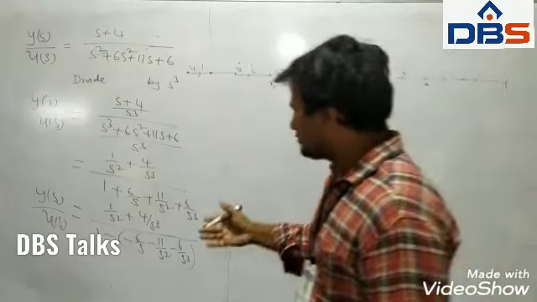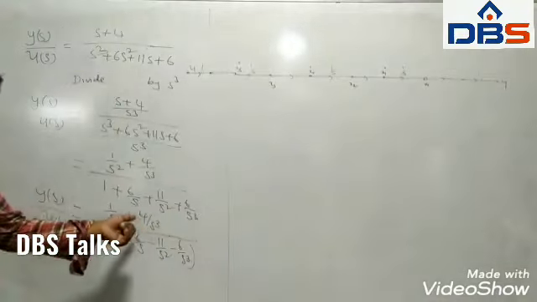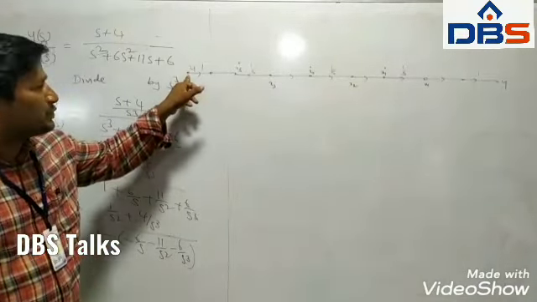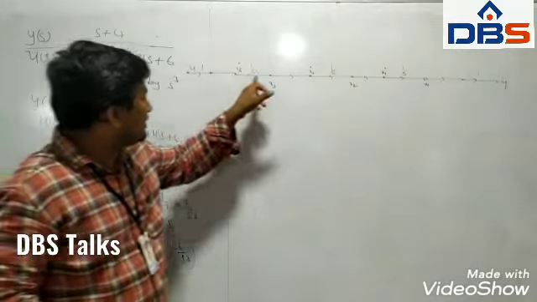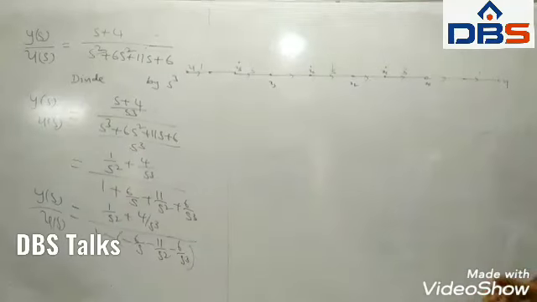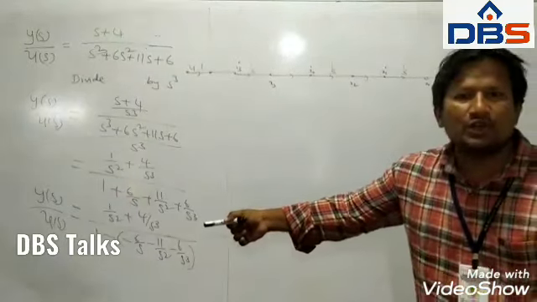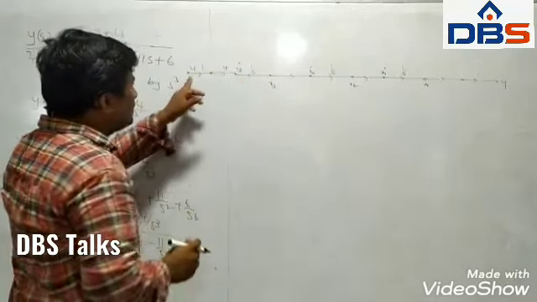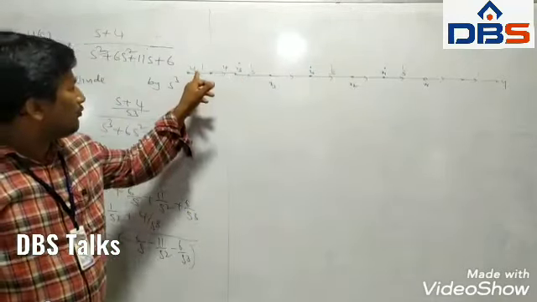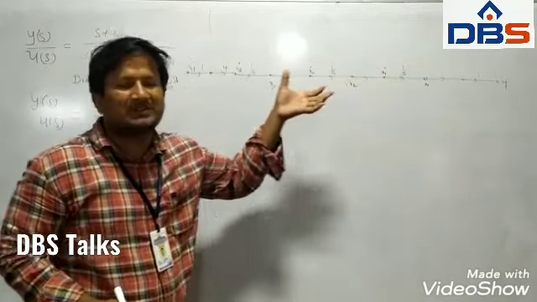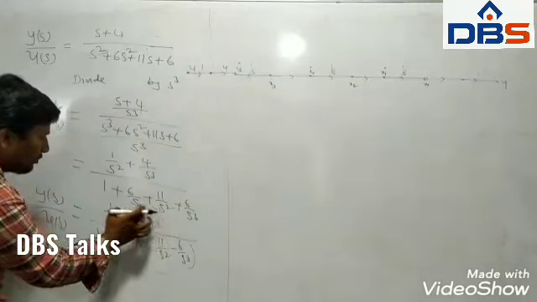Now the first forward path is 4 by s cube. The first forward path is from input to output. So this is 1 by s into 1 by s into 1 by s, that is 1 by s cube, but our forward path is 4 by s cube, that's why we put 4 in this one. So the first forward path is 1 into 4 into 1 by s into 1 by s into 1 by s into 1, that is 4 by s cube.